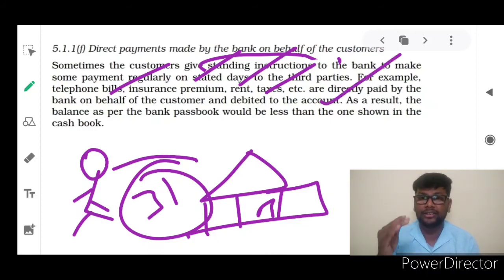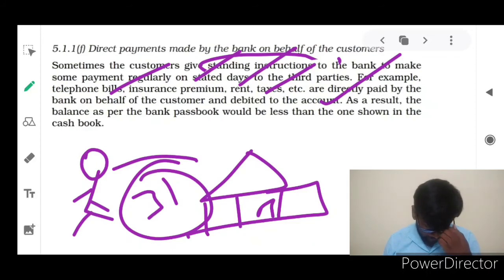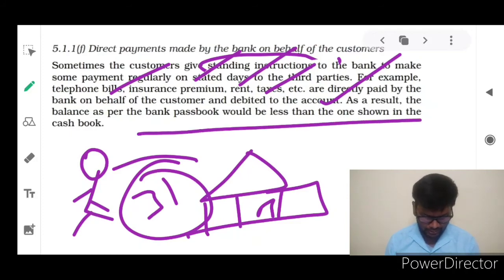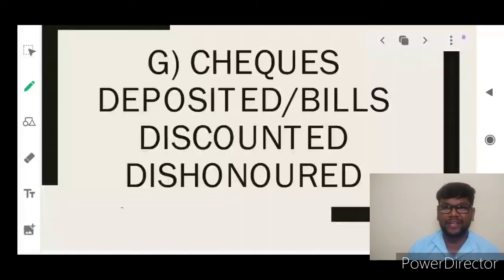Yes, this amount is reduced in your passbook. So when you compare your cash book with your passbook, definitely it will show an imbalance, a difference amount, isn't it? So this is also one of the timing differences, the seventh timing difference. It is very important actually. Somebody will think it is somewhat difficult to compare with others, but it is very easy.